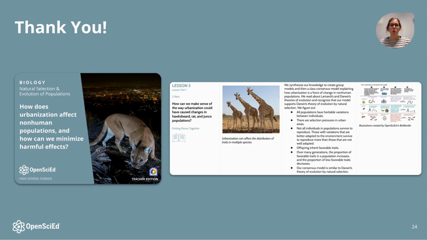What I want to leave you with is one of the key takeaways that my students figure out, that a behavior or a trait's usefulness can change depending on the environment, and that the environment only acts on differences already found in a population.